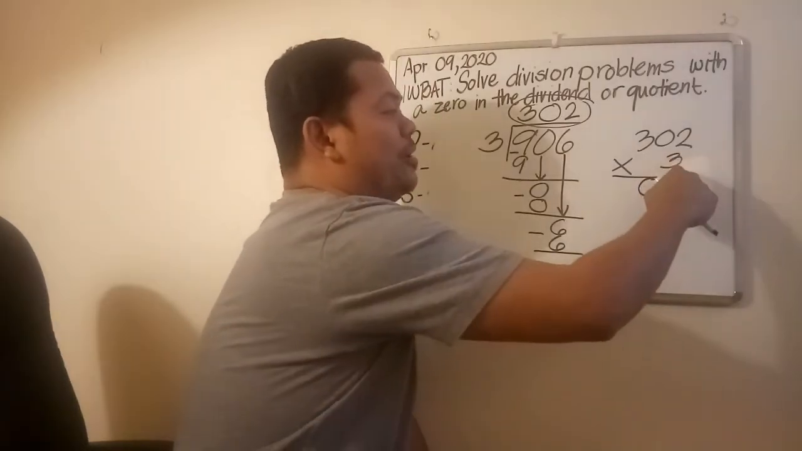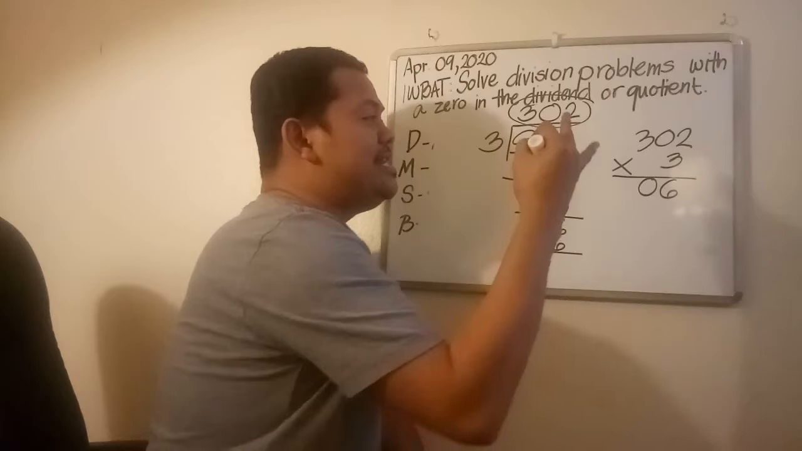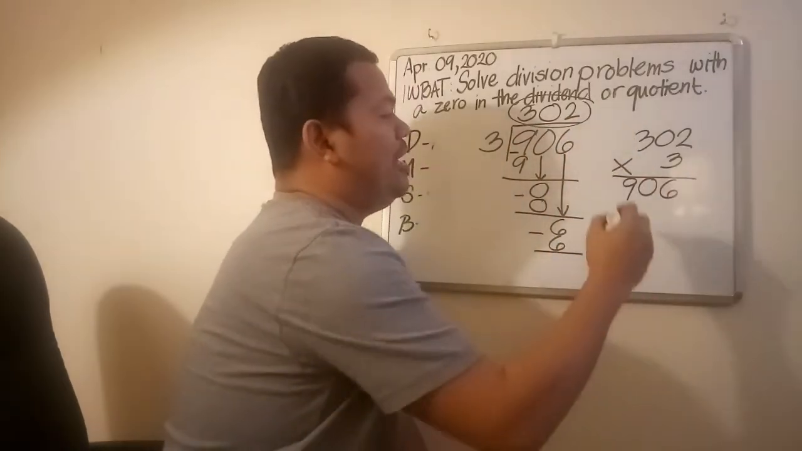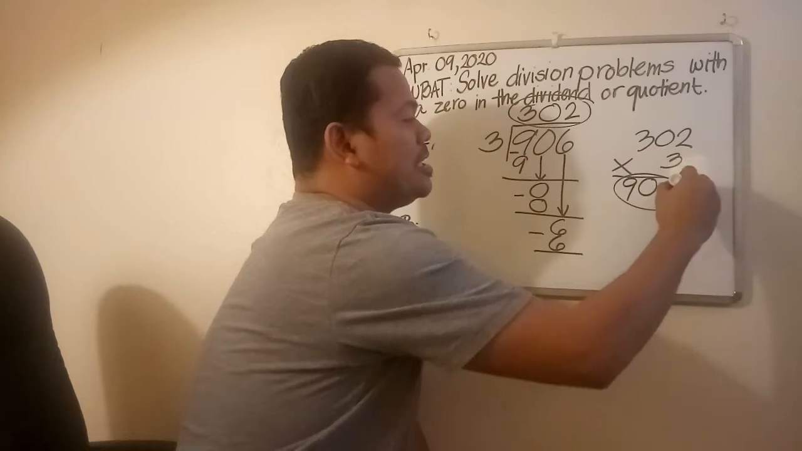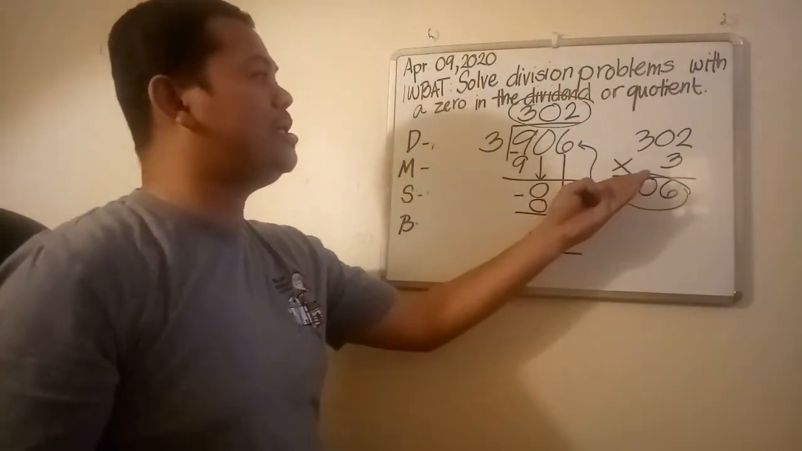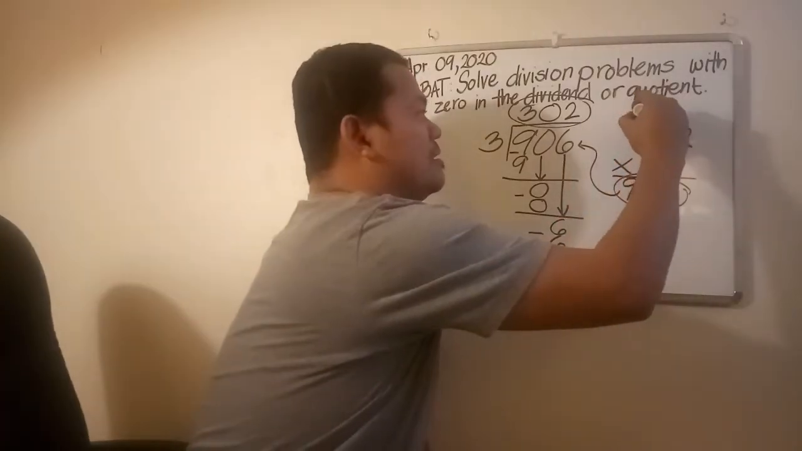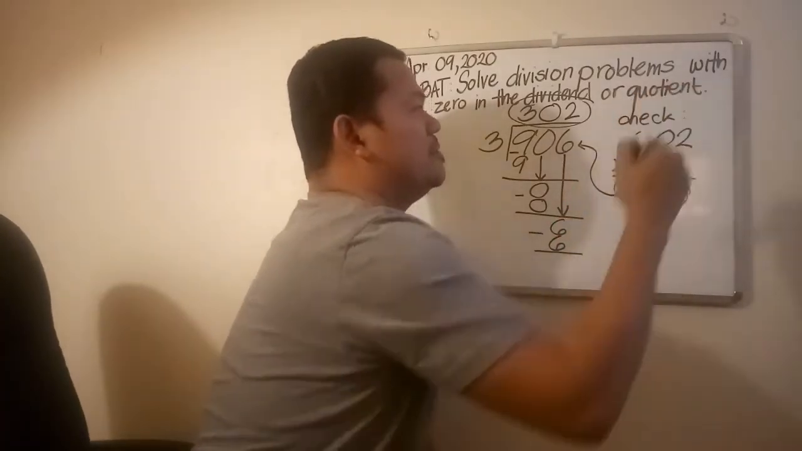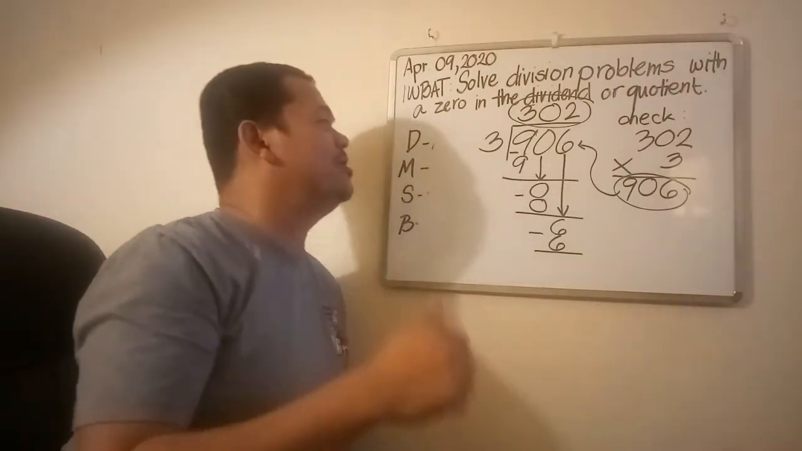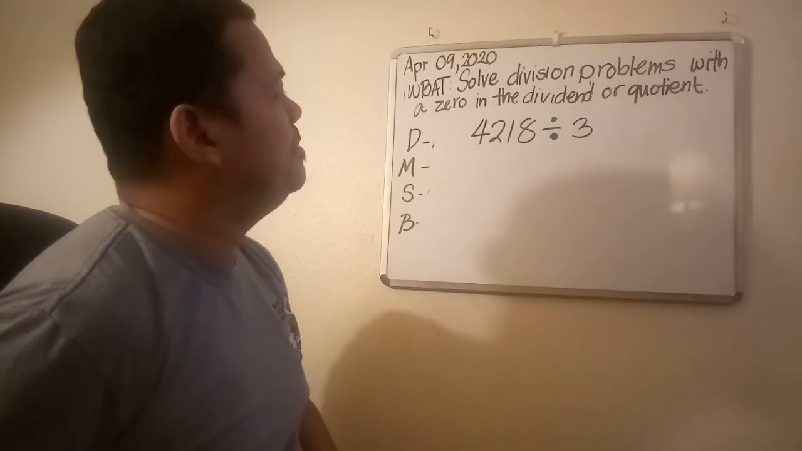There you go. 3 times 3. Let's count by 3. 3, 6, 9. How much? It's 9. Right here, 9. So we got here 906 as your product, which is your dividend. So the answer 302 is correct. This is how you're going to check it. So when you check, you're right there. Any question? Very good.